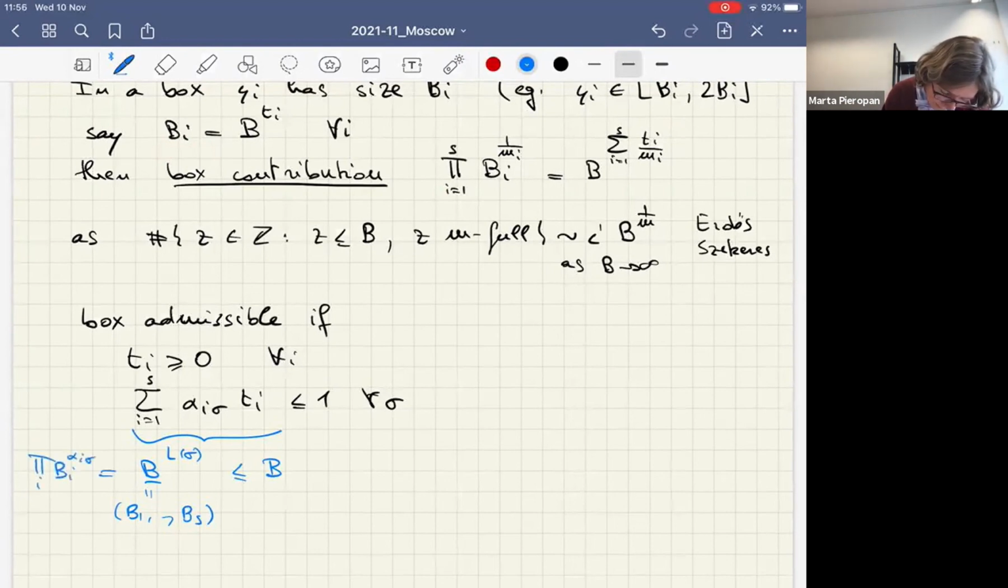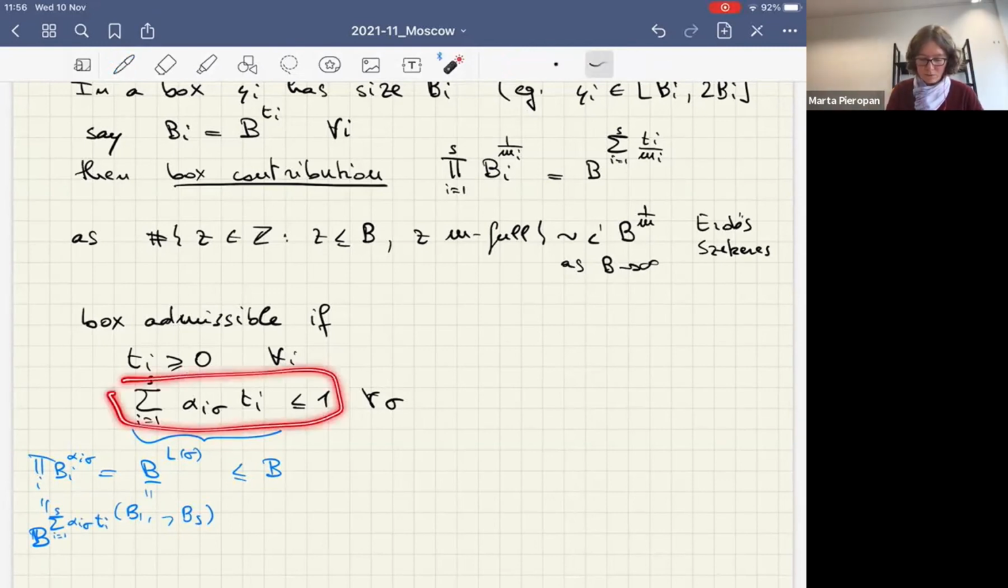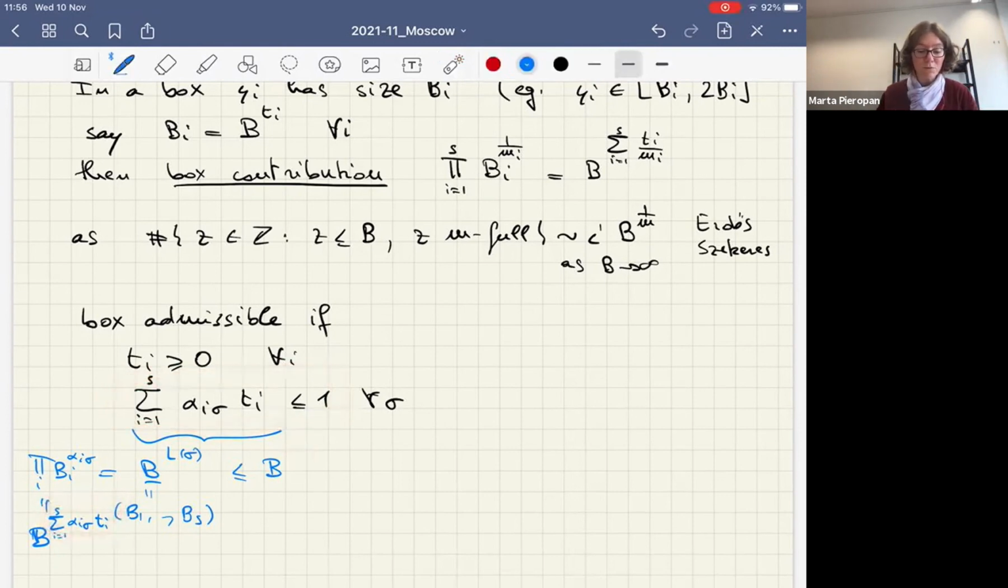and I just substitute b to the d_i for the b_i, and so I get this alpha_i(sigma) d_i. And this is now what gives me this condition. This exponent is the smallest exponent of b. And this has to be true for all the monomials that give my height, and so for all sigma.